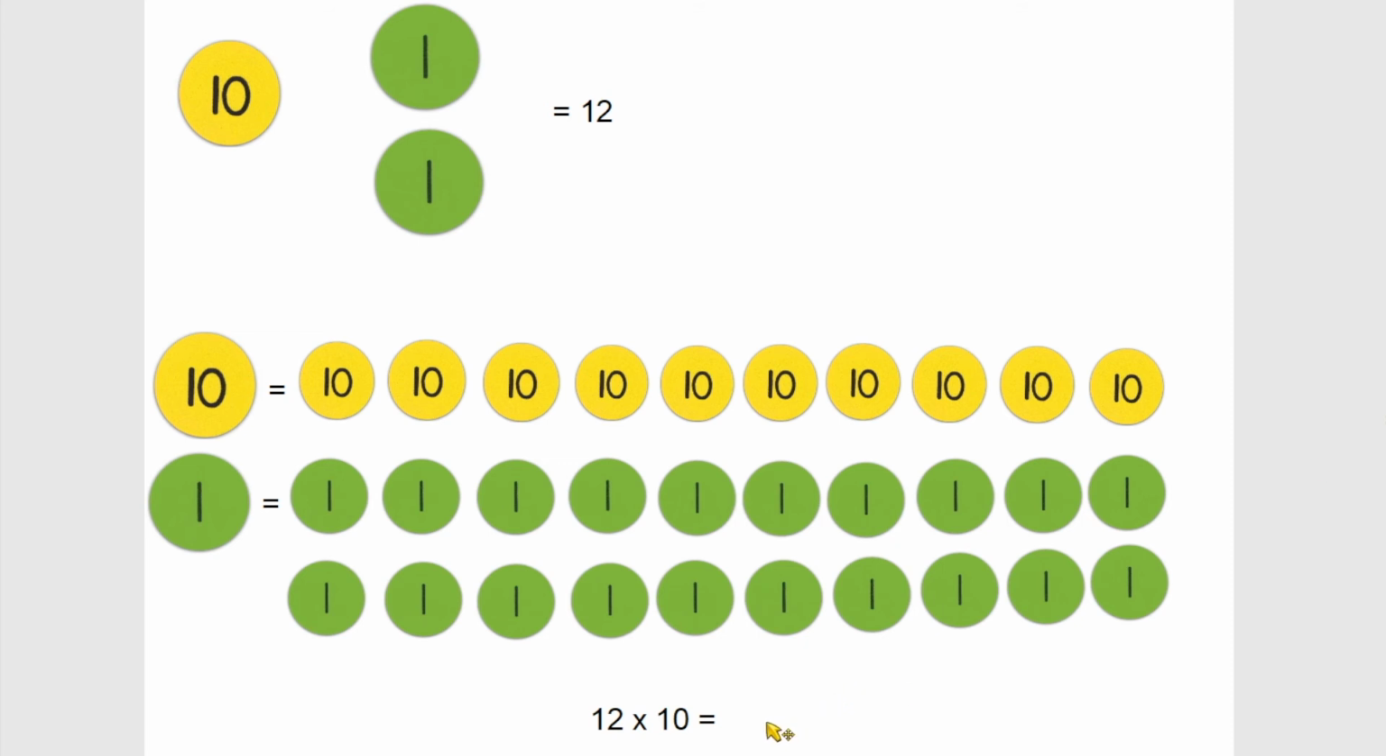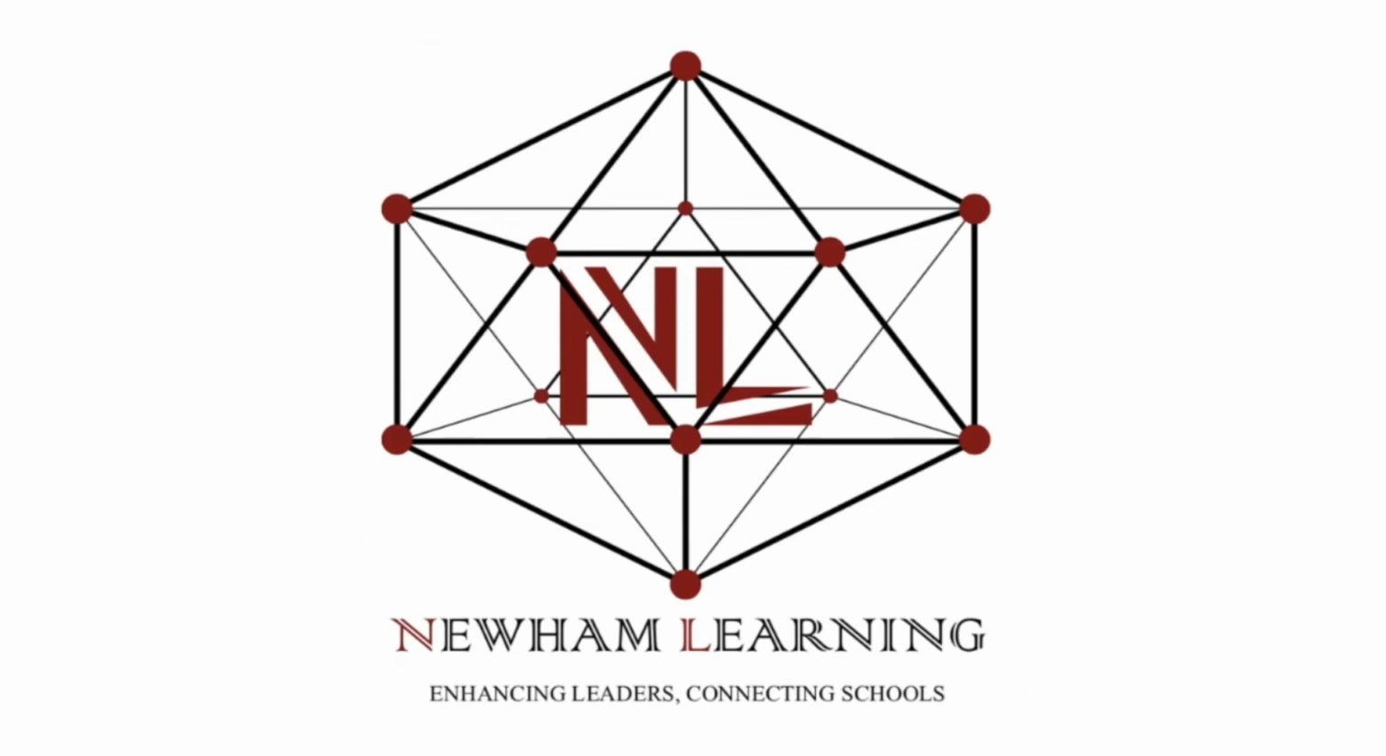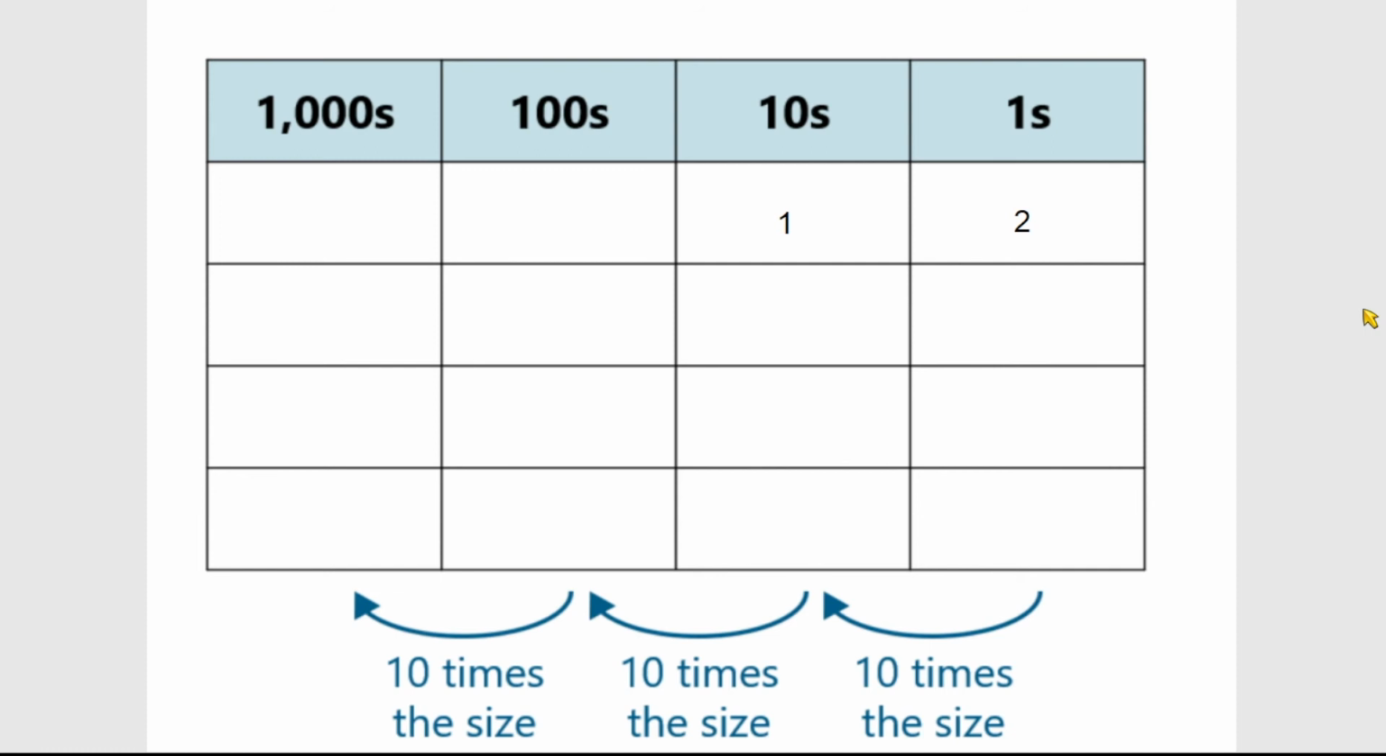I have added my 1 ten and my 2 ones, and I'm wondering what will happen as we multiply by 10. Have a think for a moment. What will happen when we multiply by 10? Oh, I think I know. I think the 1 ten will get 10 times bigger. And the 2 ones, they'll get 10 times bigger as well. I think we're going to have an empty box again, aren't we?